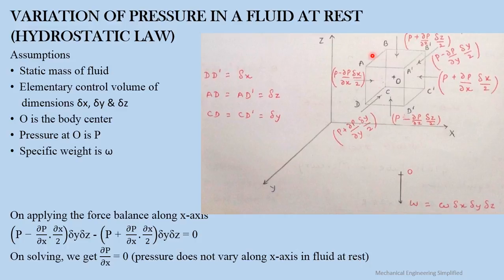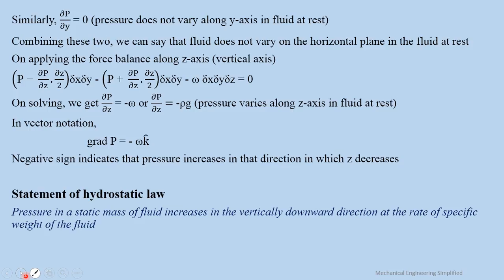Please make a note that in this configuration we are taking the z direction as the vertical direction, and x and y are both horizontal directions. If we do the same analysis along the y direction, we get del p by del y equal to 0. This means the pressure does not vary along the y-axis in the fluid at rest. Combining these two equations, del p by del x equal to 0 and del p by del y equal to 0, the pressure does not vary in the horizontal plane in a fluid at rest.